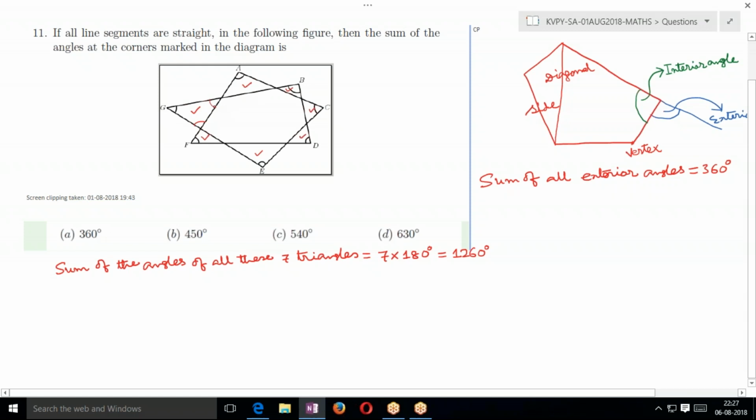Yeah, it is any polygon. It need not be a regular polygon. So what we see is that the base angles of the triangles are the exterior angles of the 7-sided polygon.